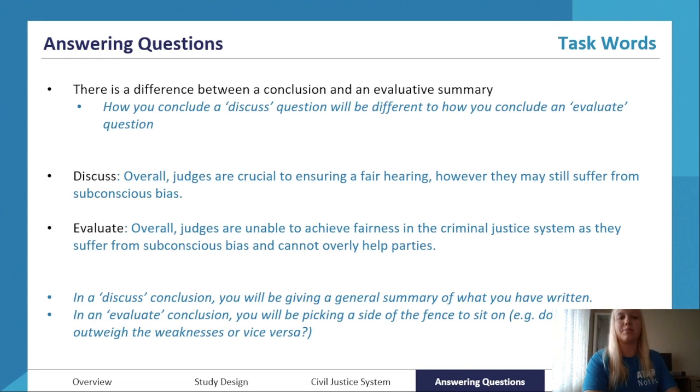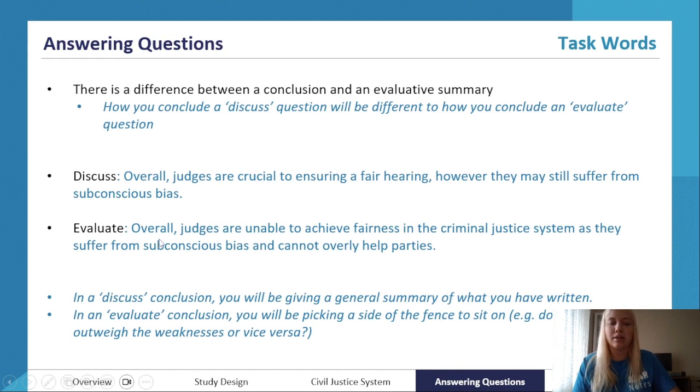And some little tips. There is a difference between a conclusion and an evaluative summary for an evaluate question. For discuss and evaluate questions, the conclusion should be written a bit differently. Remember, discuss is about pros and cons. So let's see a conclusion. Overall, judges are crucial to ensuring a fair hearing. However, they may still suffer from subconscious bias. So this is the exact formula you need to follow. Overall, this is the main advantage of the concept, but here is the main disadvantage of the concept as well. Same formula every single time.